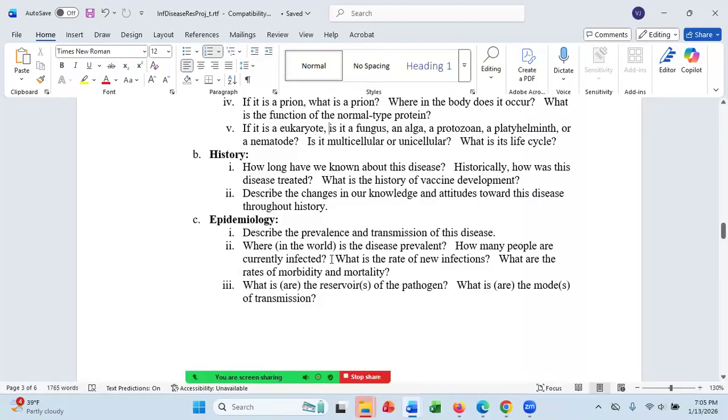Okay? What's the rate of new infections? What are the rates of morbidity and the rates of mortality? Mortality, the rate of people who die from the disease. Morbidity, the people who get sick from the disease.